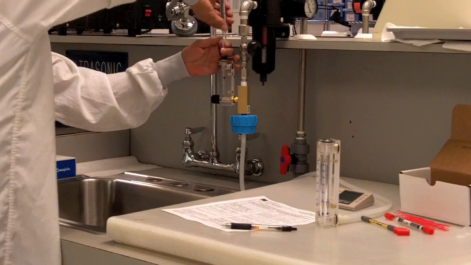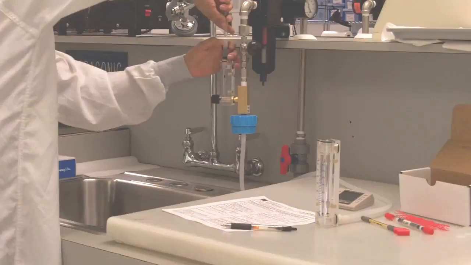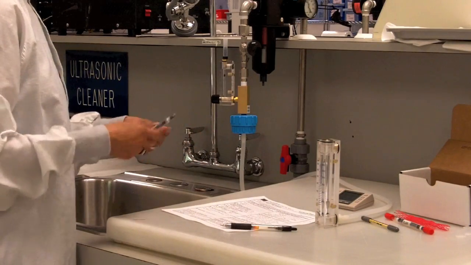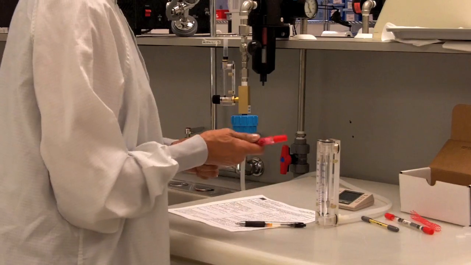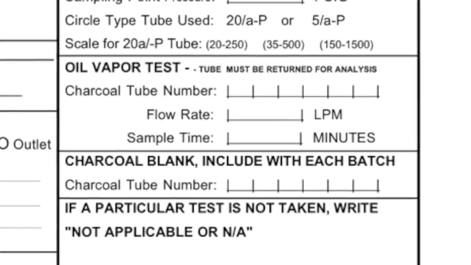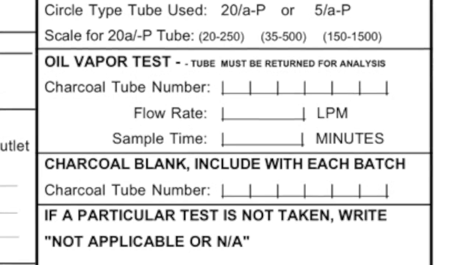At the end of the sampling time, remove the tube, cap both ends of the oil vapor tube, apply the netting and place the tube in the pre-addressed return mailer. Record the flow rate and sampling time on the datasheet.